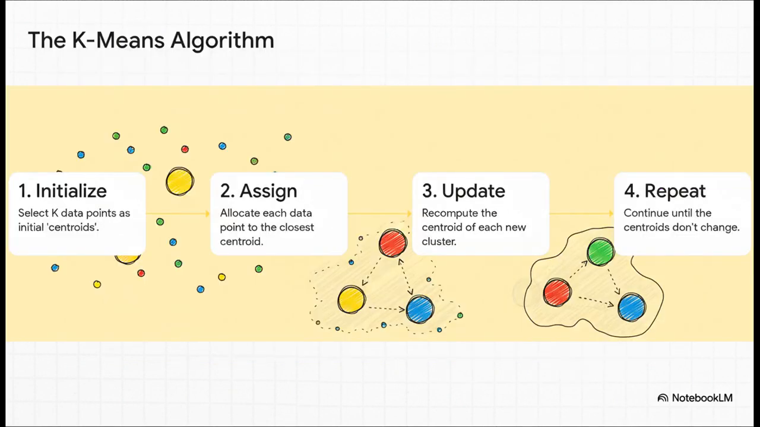The algorithm itself is kind of like a dance in 4 steps. First, it just randomly drops k starting points, called centroids, onto the data. Second, every single data point gets assigned to whichever centroid it's closest to. Third, the centroids all move to the new center of all the points that were just assigned to them. And fourth, you just repeat steps 2 and 3 until the centroids finally settle down and stop moving.